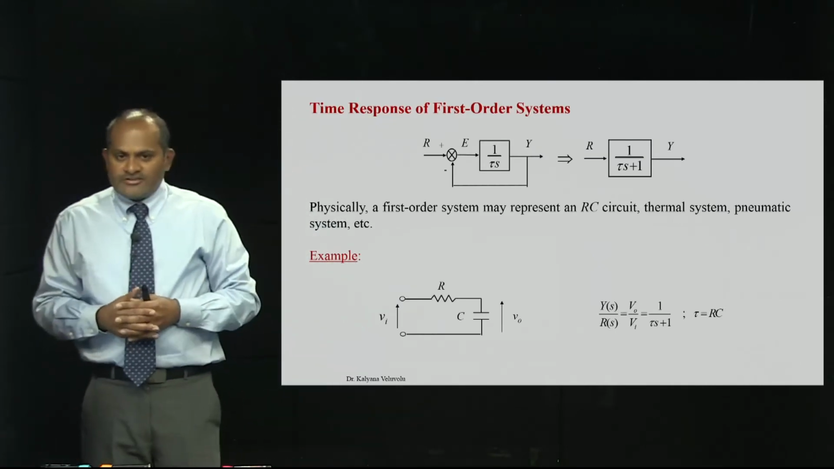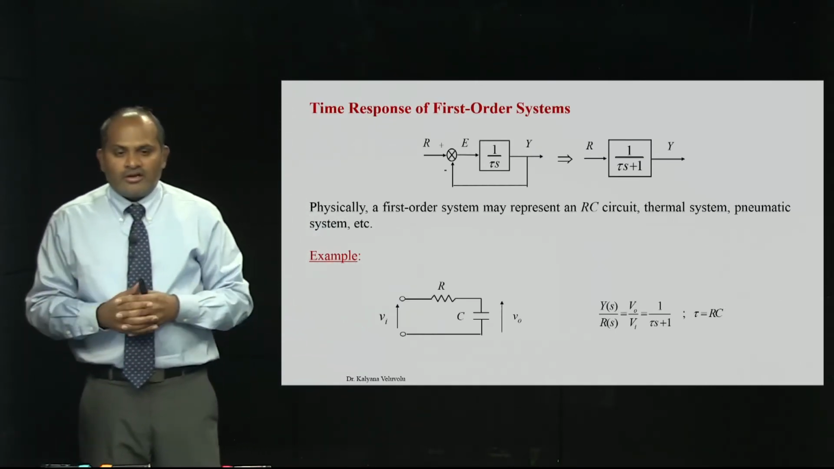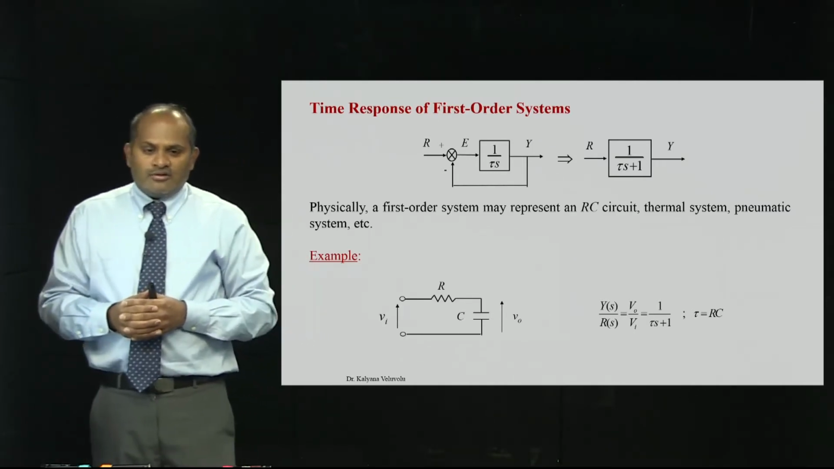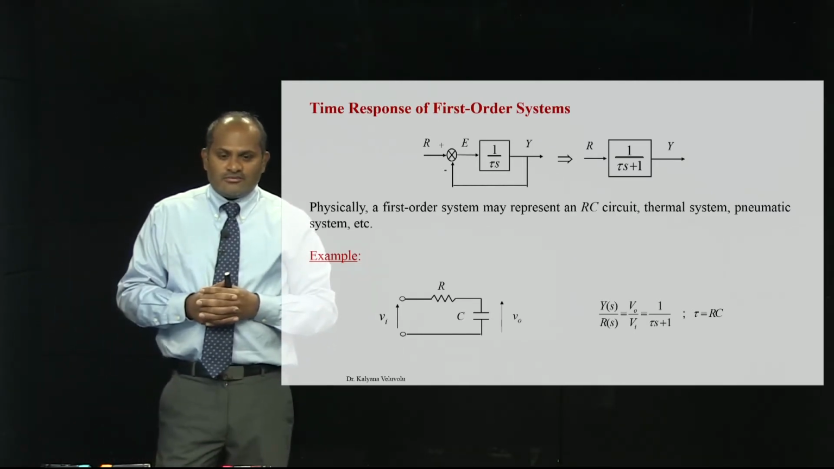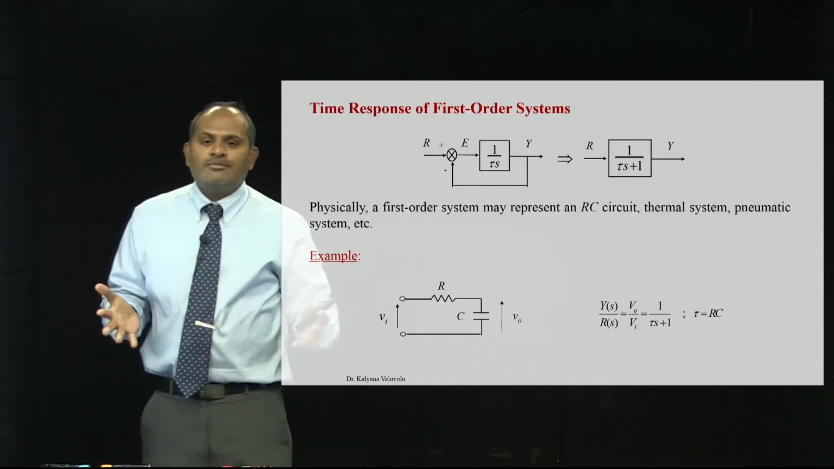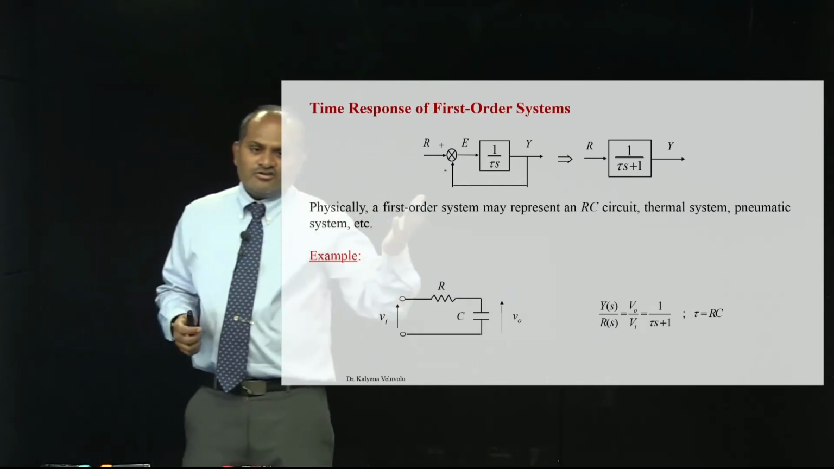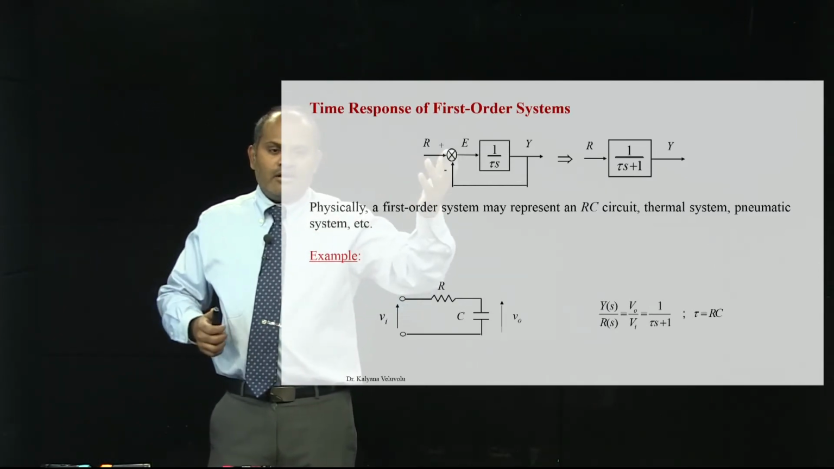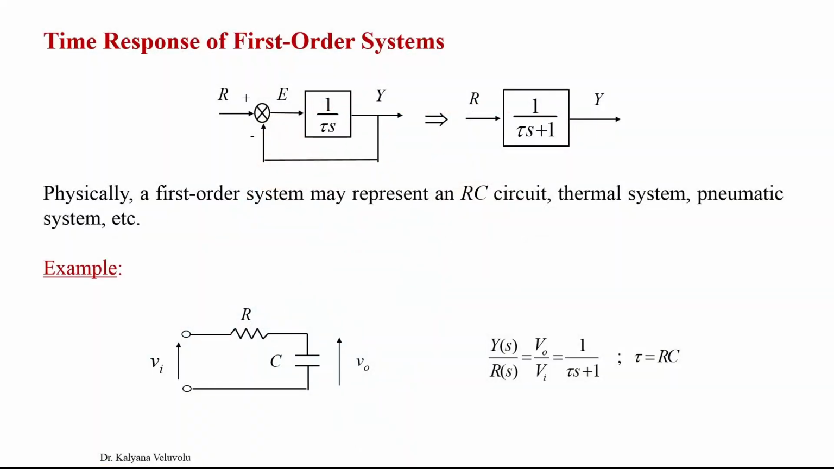In the first stage, we are going to analyze first order systems. The first topic is the time response of a first order system. What is the time response? It is how the system behaves when we provide an input to a first order system. Now, look at this first order system that is modeled as R, 1 by tau s, Y. This is what we call a standard first order system. Why is it first order? Because the order of s is 1. The transfer function is 1 by tau s plus 1.